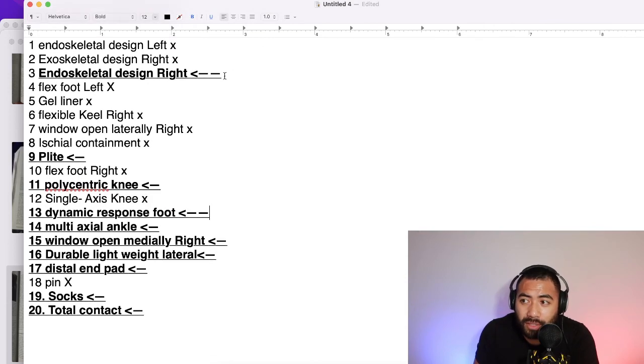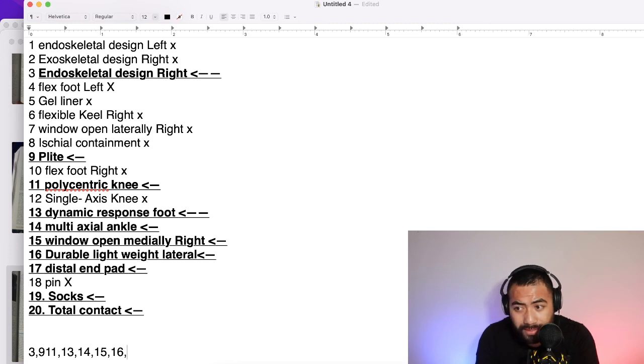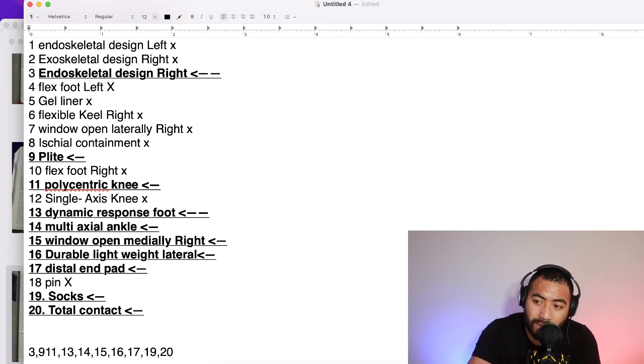But after you complete it, what are you going to do? You're going to make sure you write it down. So how are you going to write it down? You're just going to write down 3. I want 3. Endoskeleton. Then I want 9. Then I want 11. Then I want 13. Then I want 14. Then I want 15. Then I want 16. Then I want 17. Then I want 19. Then I want 20. Do you see how this works?